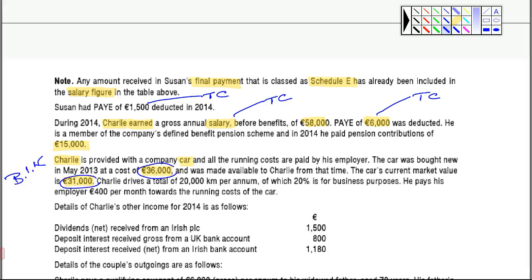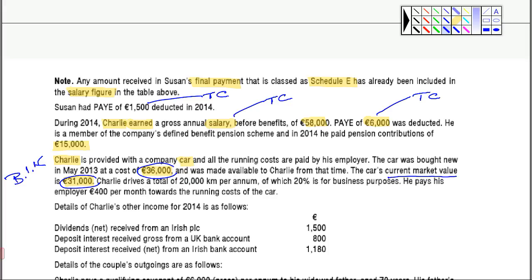And remember from your car benefit studies, hopefully, that we're interested in the OMV, the original market value. We're not interested in the current market value as provided here. That's just a red herring. In other words, he's included that to see what you do, whether or not you take that figure as being the relevant figure, and hopefully you won't do that.